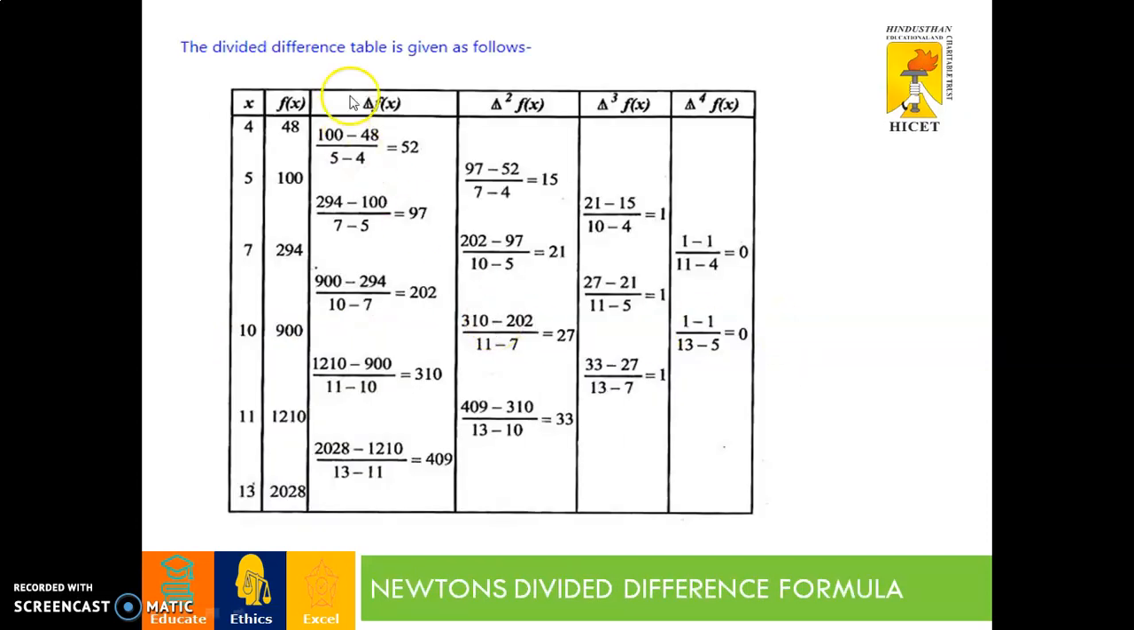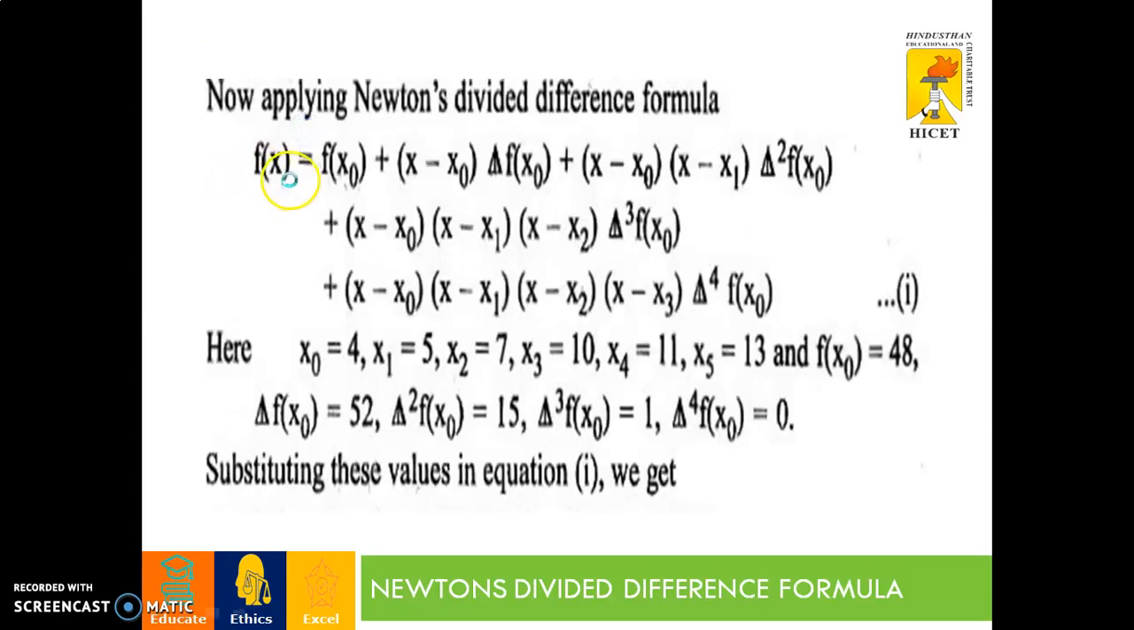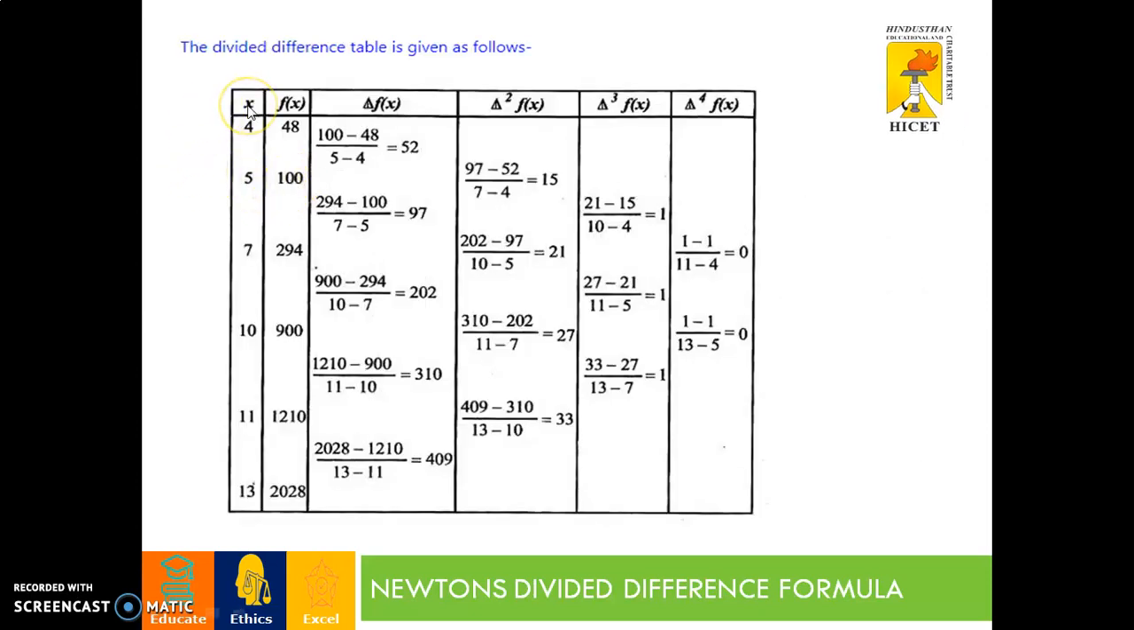So now we have to form the divided difference table. So the values of x and corresponding f of x are written. Then delta f of x or f of x naught, x1, that is our first divided difference. So how do we solve? We have to subtract this 100 minus 48 divided by 5 minus 4. Then 294 minus 100 divided by 7 minus 5, and so on.